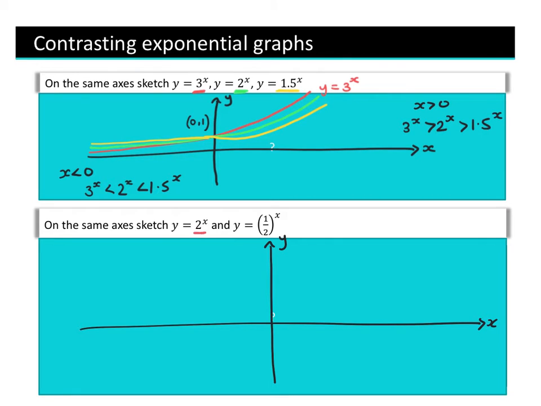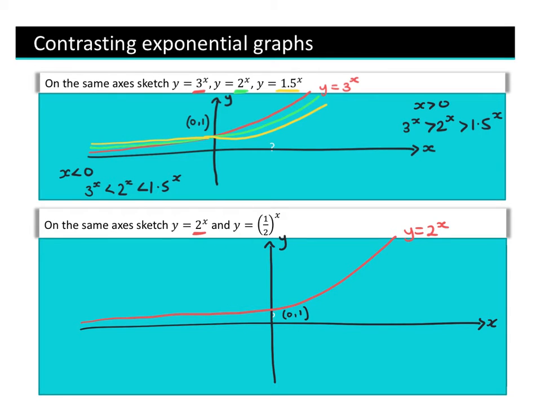So y equals 2^x. We should be fairly happy with sketching. Our graph is never going to go into the negative. It's going to cross on our y-axis at 0, 1. Okay, and essentially there is an asymptote on the x-axis, isn't there? Because we're never going to have a negative y value.